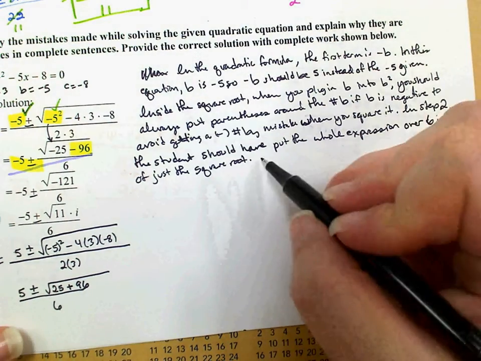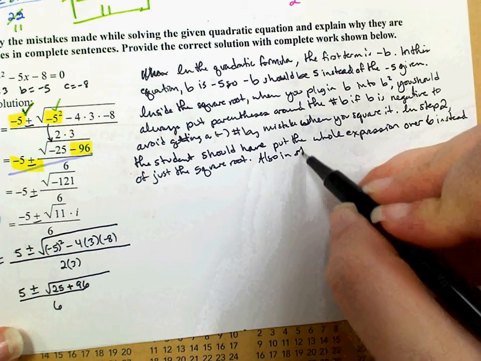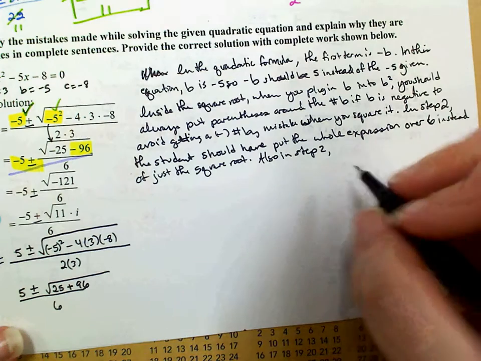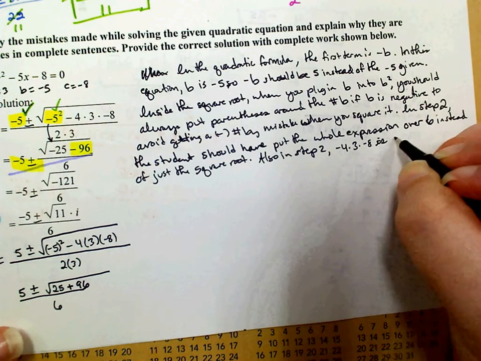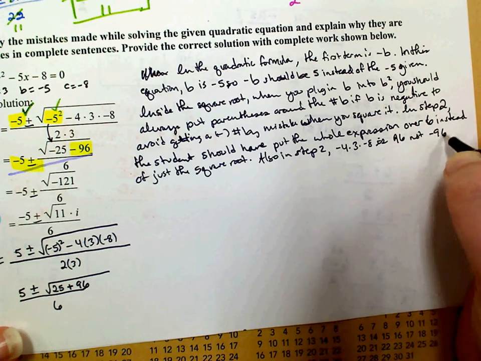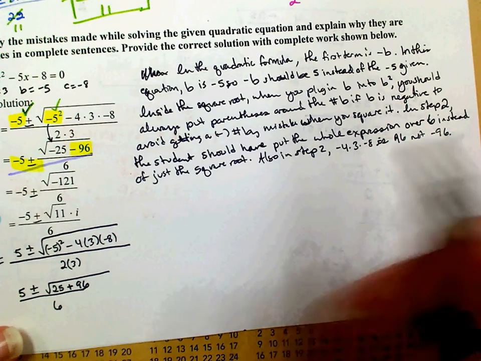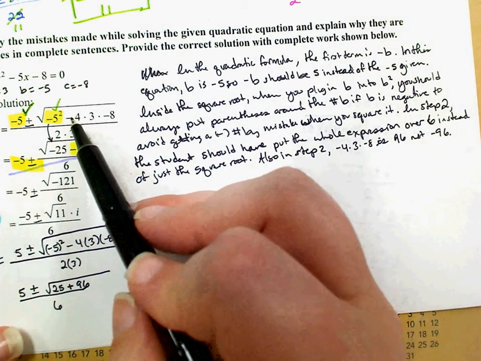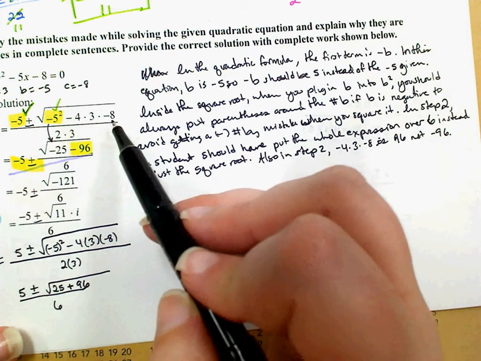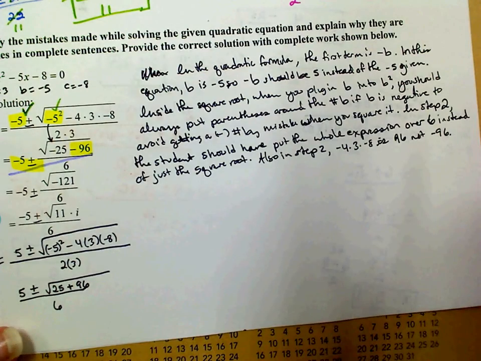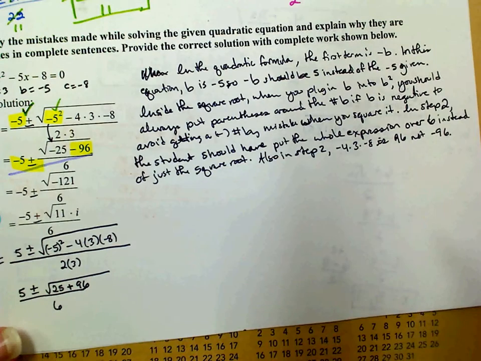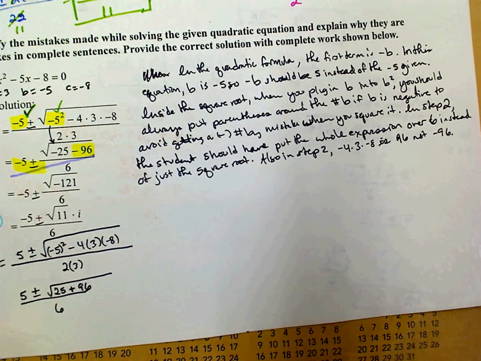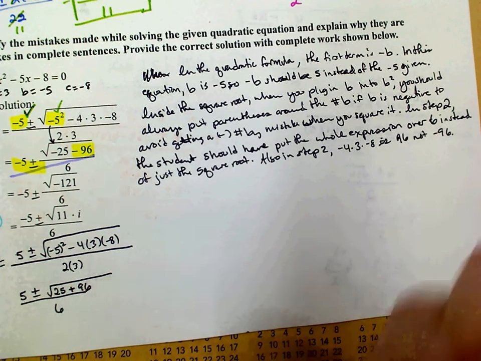Also, in step 2, negative 4 times 3 times negative 8 is 96, not negative 96. Now that mistake can be explained by, you see the minus and you think 4 times 3 times, I guess negative 8 or 8. I guess a lot of people just miss the fact that the negative and the negative cancel each other out to make it a positive. But anyway, I'm still explaining their mistakes. Okay, so we took care of that mistake and that mistake.